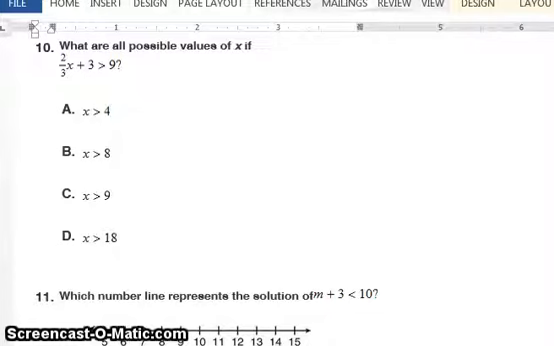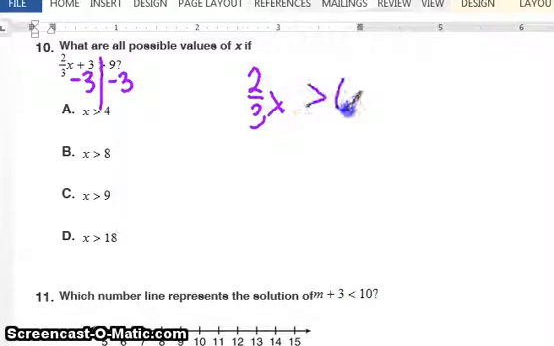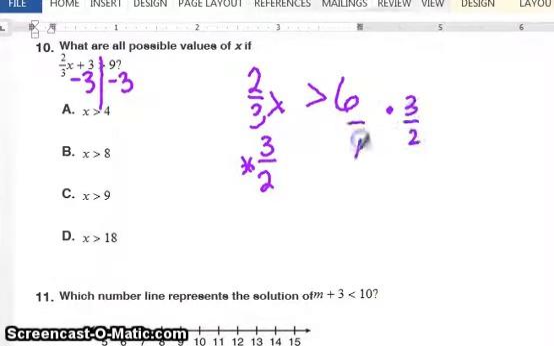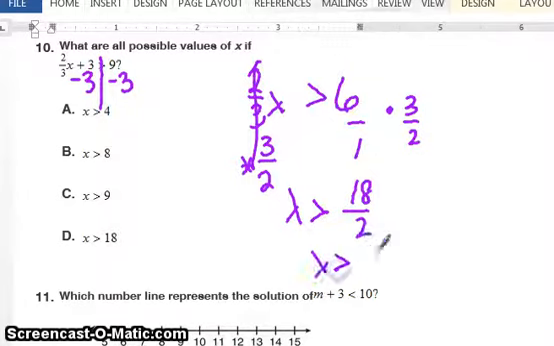Number 10. What are all the possible values of x if 2/3 x plus 3 is greater than 9? Subtract 3 from both sides, so I should have 2/3 x is greater than 6. I'm going to multiply by the inverse, 3 halves. x is greater than 18 over 2, which is 9.